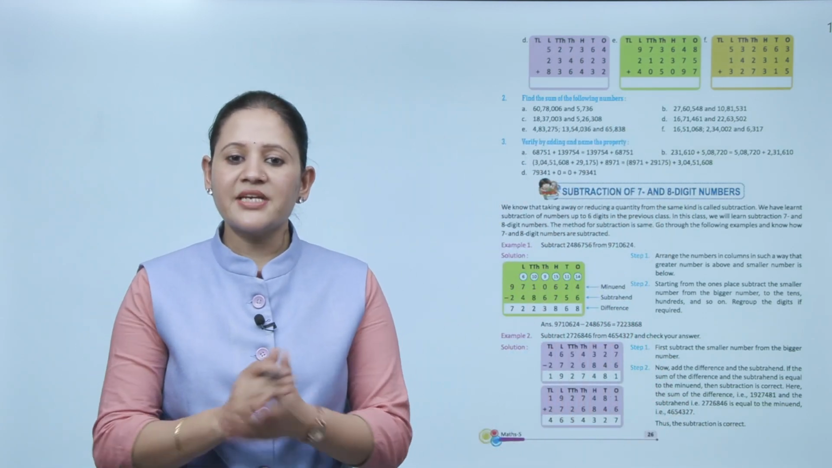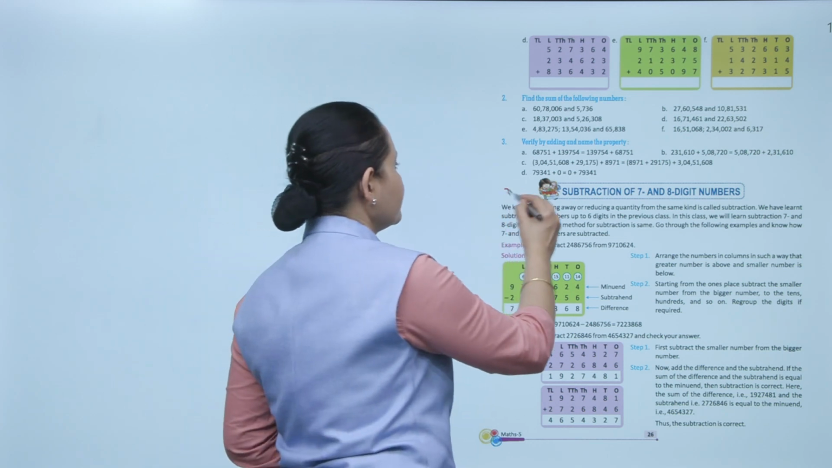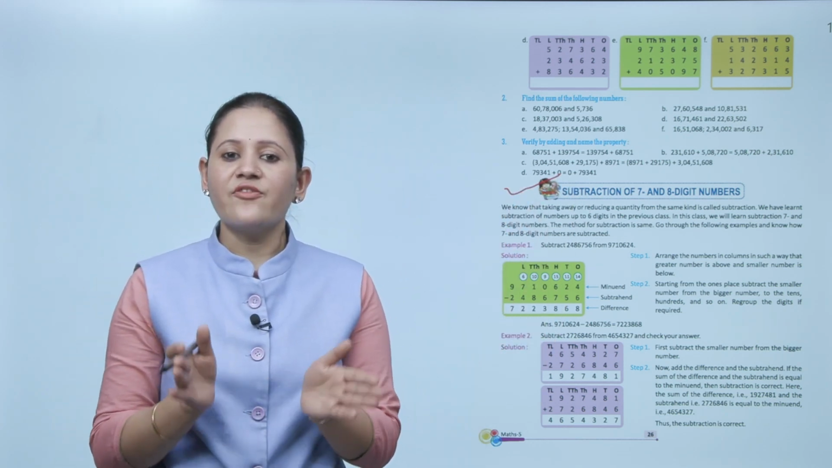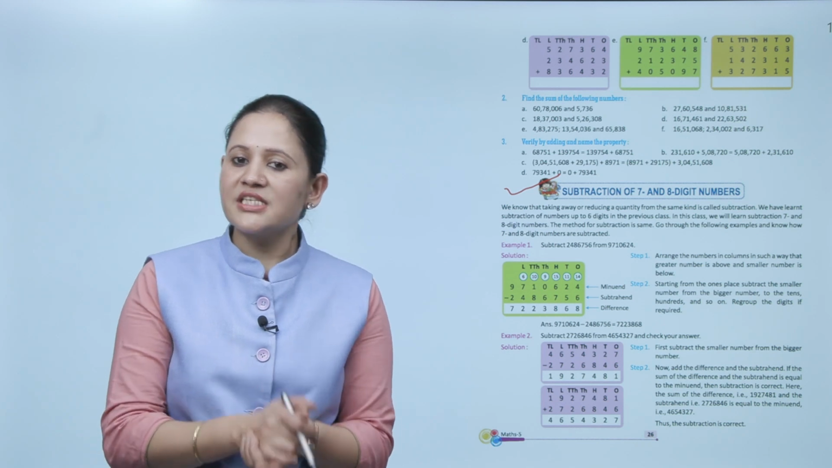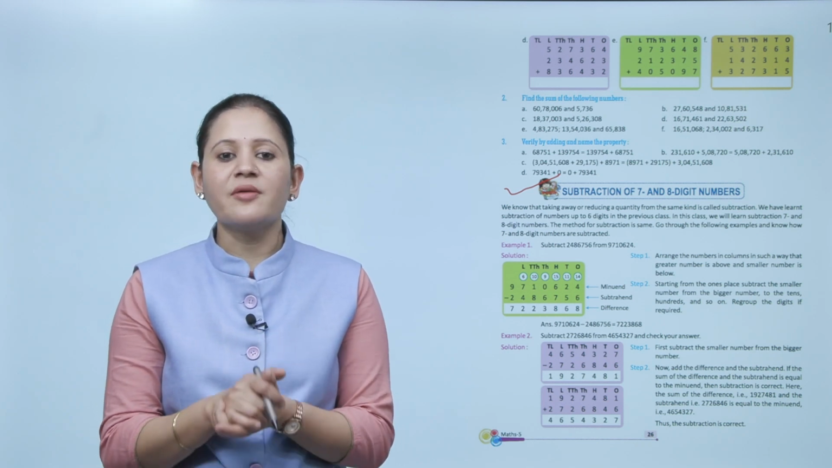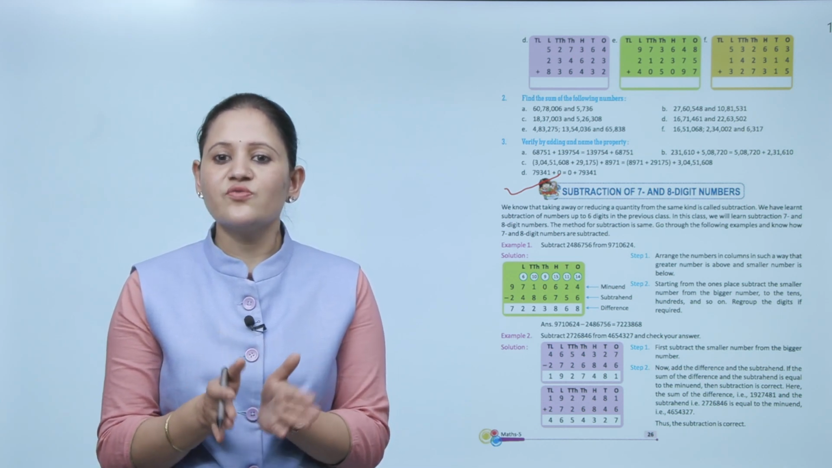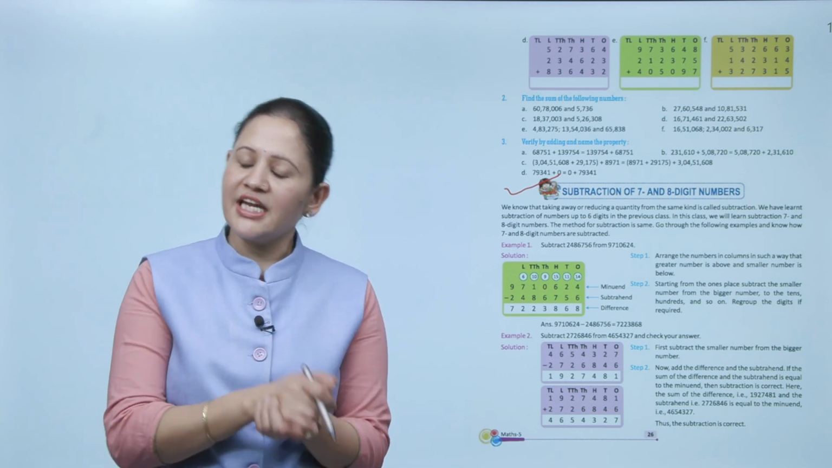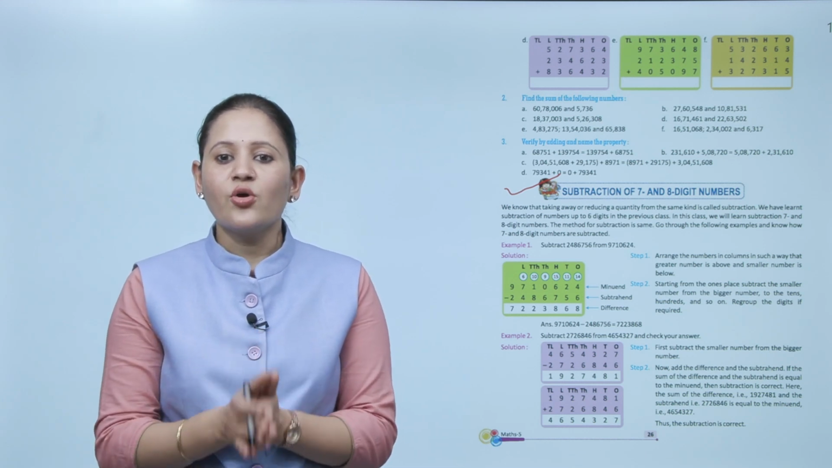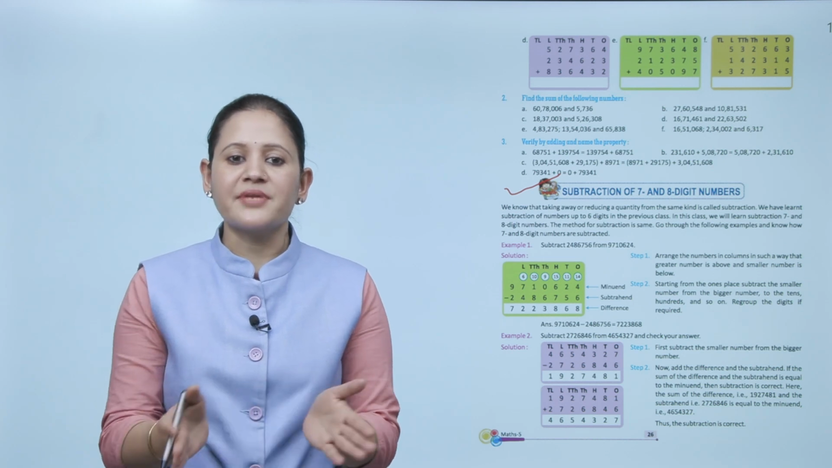Next is subtraction of 7 and 8 digit numbers. We know that taking away or reducing the quantity from the same kind is called subtraction. We have learned subtraction of numbers up to 6 digits in the previous class. In this class, we will learn subtraction of 7 and 8 digit numbers. The method of subtraction is same. Go through the following example and know how 7 and 8 digit numbers are subtracted.